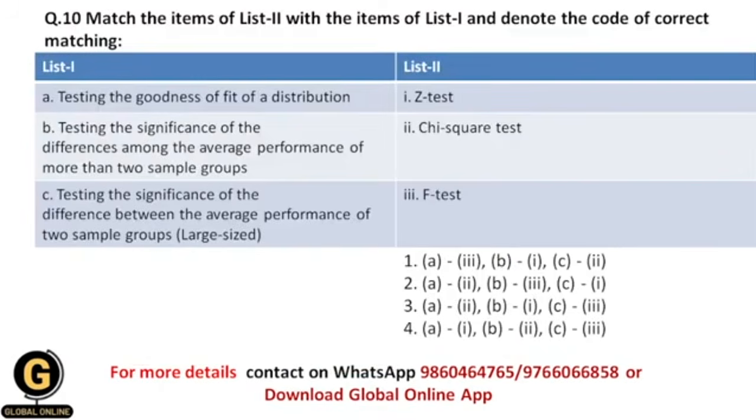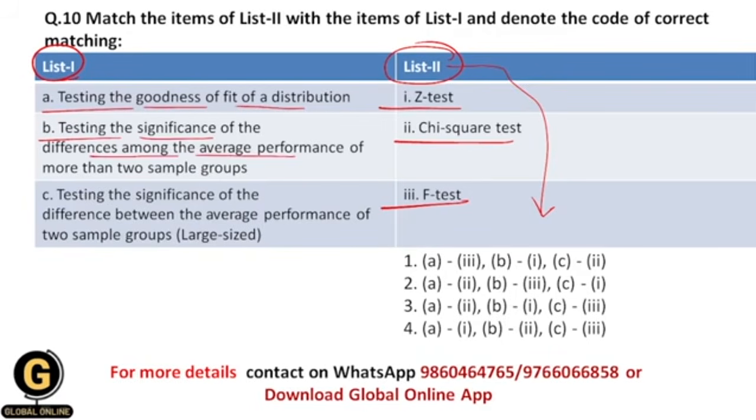Next, here they have given us two lists, list 1 and list 2, and we need to match list 1 with list 2. First, let us see list 2. In list 2 they have given the names of certain tests: Z test, chi-square test and F test. And in list 1 they have given the uses of these tests, why we use them. The first option is testing the goodness of fit of a distribution, then testing the significance of the differences among the average performance of more than two sample groups, and testing the significance of the difference between the average performance of two sample groups.